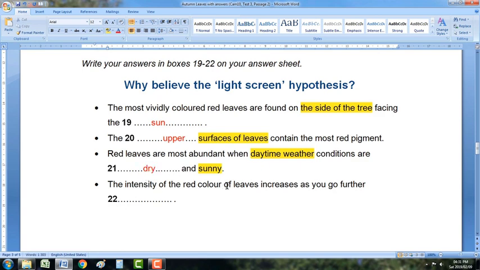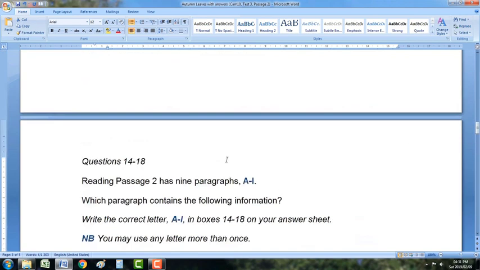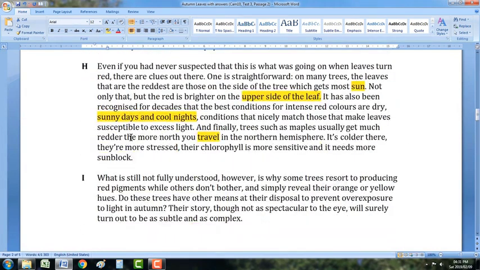The intensity of the leaves increases as you go further something. Now go was the more north you travel, intensity increases, get much redder the more north you travel in the northern hemisphere. So the more is the further. As you go further north, the intensity increases. Very, very difficult one that most of my students don't get that.